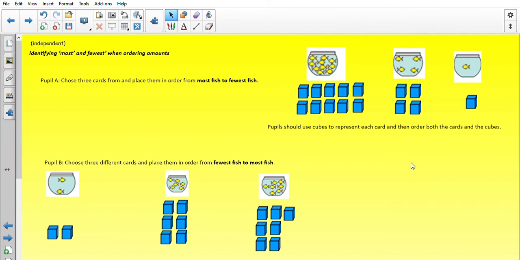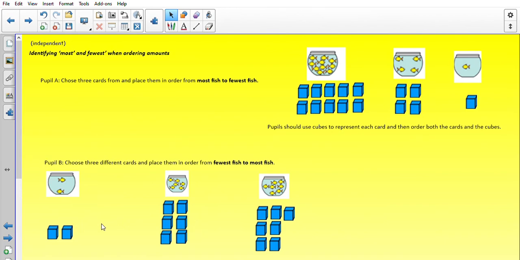Right. Now let's have a look down here. Is this in the order from most to fewest? No, not at all. Look, this is from fewest to most. Now we can see that by looking at the fish, but we maybe won't know which of these has the most unless we use some representation. Maybe we can use the cubes to help us remember how many.